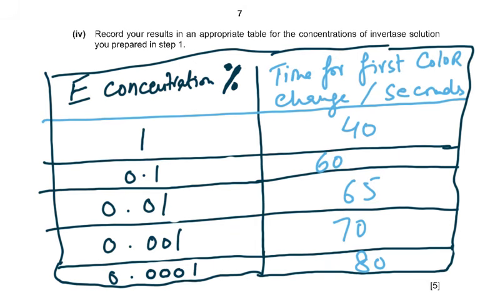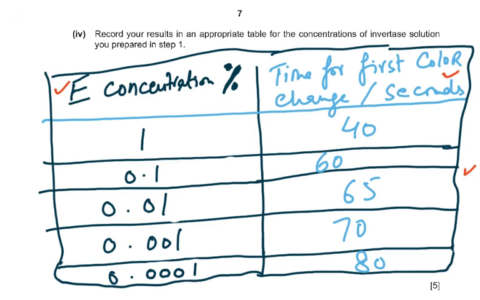So record your results in an appropriate table. Now this was for 5 marks. Now what are the 5 marks for? Number 1, if you gave me this heading right, this was 1 mark. If you gave me this heading right, this was the 2nd mark. Then readings for at least 4 concentrations got you the 3rd mark.